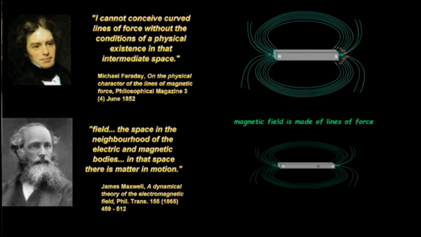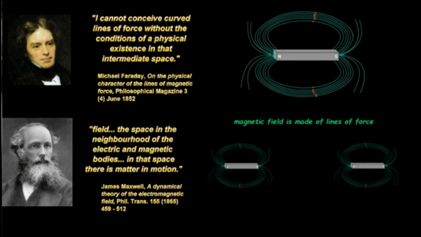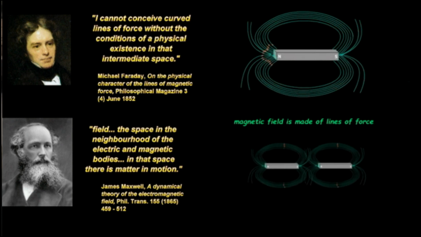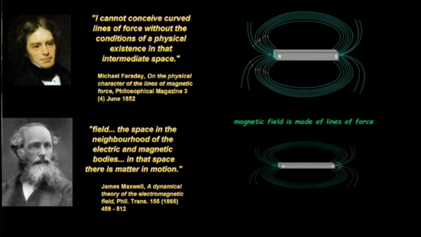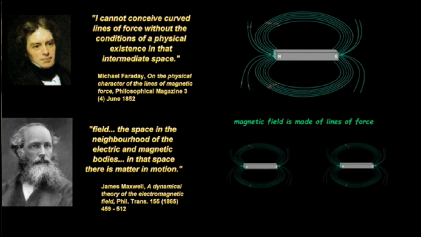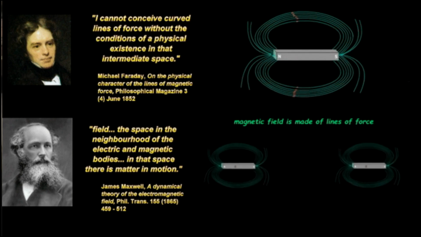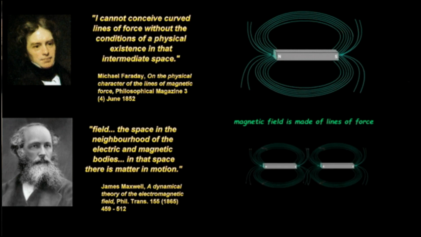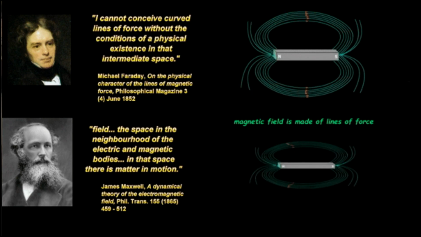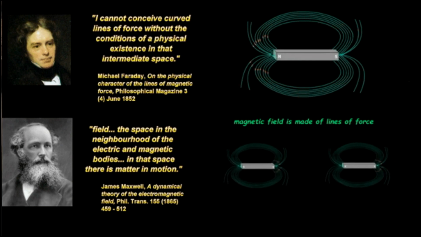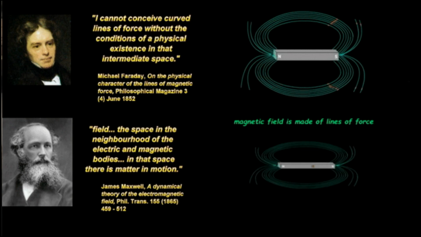And Maxwell said something similar. It says field, the space, right? The region in the neighborhood of the electric and magnetic bodies. In that space, in that region, right, there is matter in motion. It's the matter in motion that you have to identify. What matter is moving inside the so-called region called field. And there you see something is moving in that region. It's not static. It brings two magnets together. And so it's the lines of force that you have to identify. What are those lines of force? Something is moving there. And it's those lines of force, or they create lines of force. That's how we see them with iron filings.